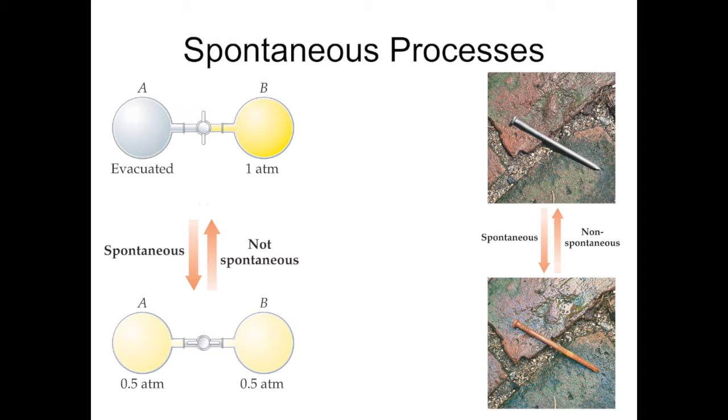The same thing can be true for the example on the right-hand side, a nail rusting. A nail is made largely from iron, and it can spontaneously oxidize to form iron oxides that make up what you would think of as rust. And this will happen over time spontaneously. You don't have to put any effort into it. It will happen all on its own. On the other hand, a rusty nail doesn't spontaneously convert back into unoxidized iron.